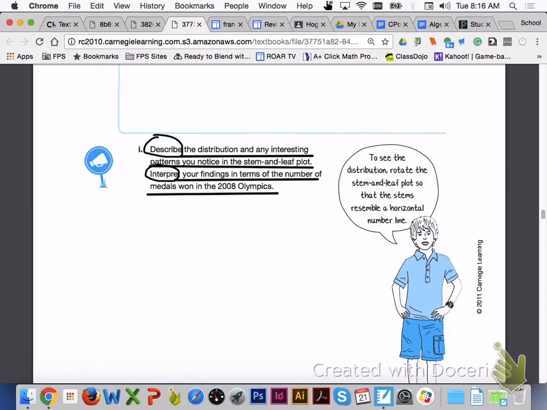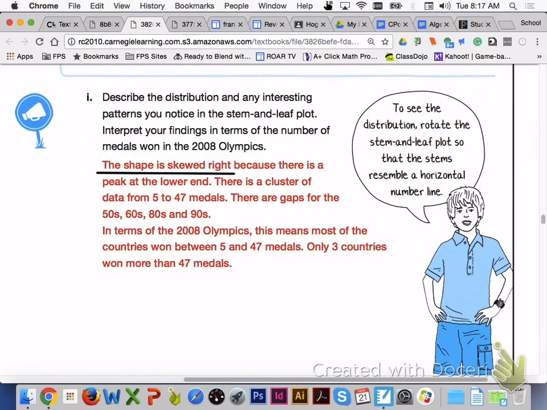Please answer letter I with your group members. In order to see the distribution of the data, rotate the stem and leaf plot so that the stems resemble a horizontal number line. And when you are looking for any patterns in the stem and leaf plot, look for any gaps or clusters that you notice in the data.